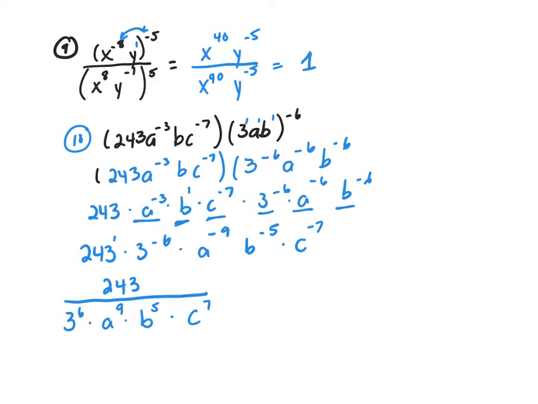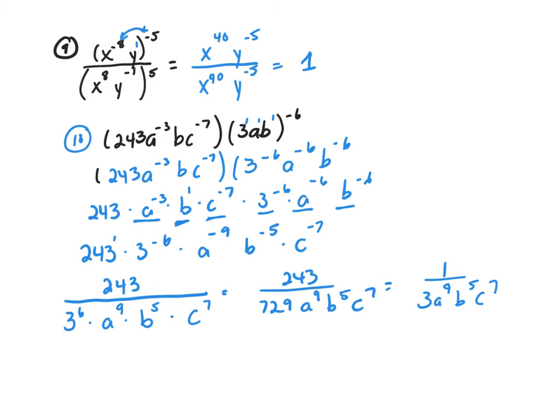Now, I'm getting my calculator out, and I'm doing 3 to the 6 is 729. So this is 243 over 729, a to the 9th, b to the 5th, c to the 7th. And 243 divided by 729, look at that as a fraction, it's 1/3. So 243 goes into 729 3 times. So that's 1 over 3, a to the 9th, b to the 5th, c to the 7th. I hope that helps.